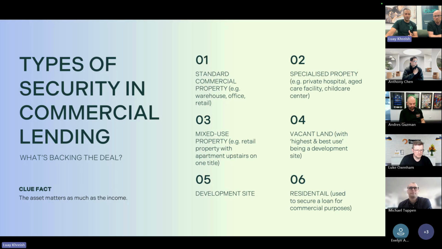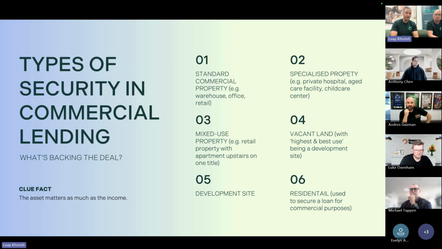So, types of security that are available to be used when we're talking about property in commercial. You've got your standard commercial property, which everyone will be well aware of, e.g. warehousing, offices and retail are probably the most popular. At the moment, warehousing is probably what we're seeing as most popular out there that people want to buy. These are considered standard. Then you've got specialised property, which is non-standard.